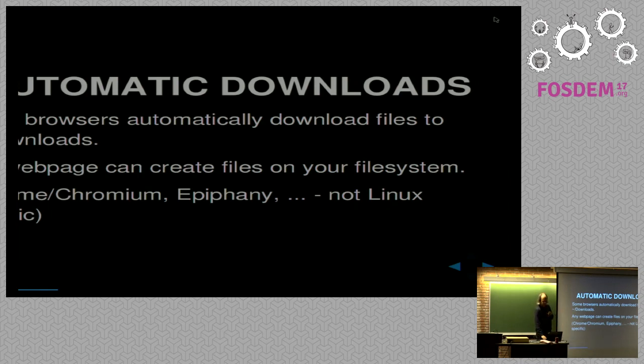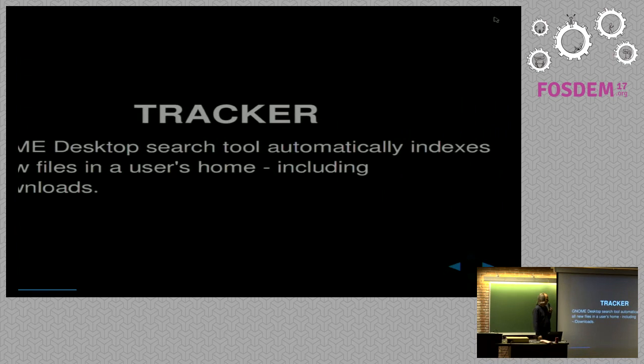But then there's a tool called Tracker, which is part of the desktop search functionality in GNOME. It automatically indexes new files created in your home directory, which includes your downloads directory. So the exploit was basically, yeah, a web page could give you this flick file. It gets automatically downloaded, it gets automatically indexed by Tracker, and then the exploit can run.